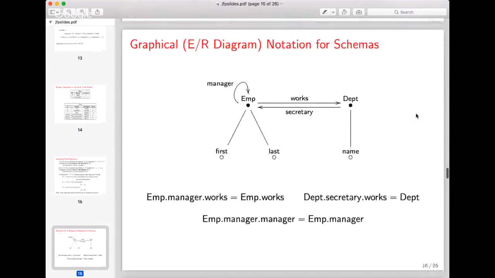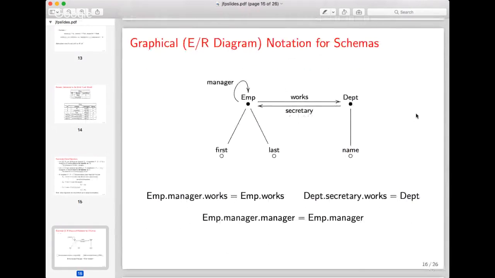And to do that, I have to introduce this graphical notation for schemas. So this will be familiar to people who have seen the other lectures.